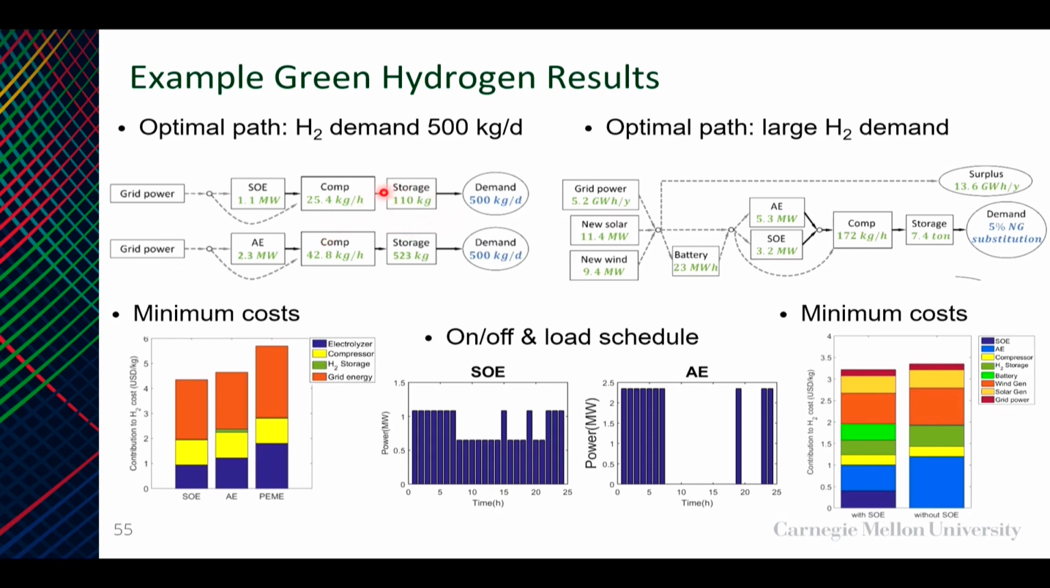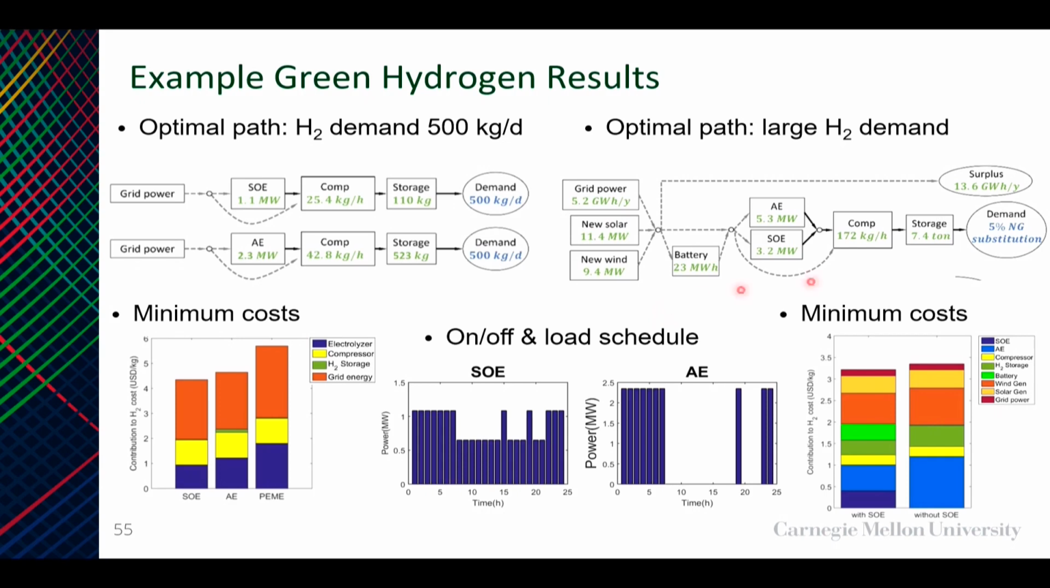What we found here is that when you are looking for a small hydrogen demand, the most optimal solution is to only work with one electrolyzer and to connect to the grid. Whereas if you are looking for a very large demand, then you need to combine several types of electrolysis technologies. You need to have your own solar and wind generators, as well as being able to connect to the grid to stabilize your operations. And then in this case, you also need to have batteries to stabilize the operation of the electrolyzers.